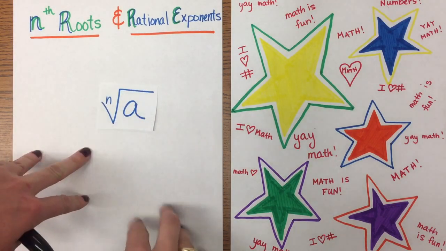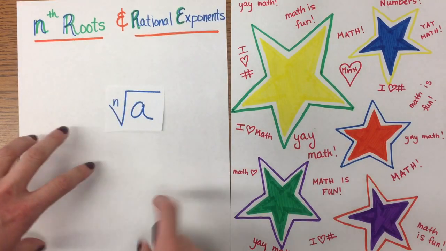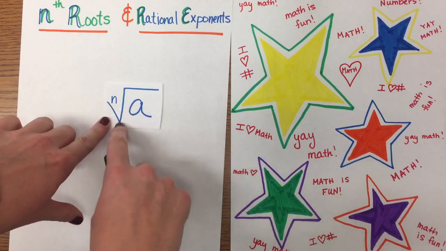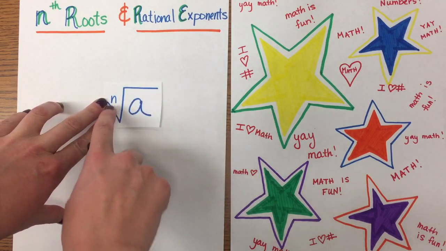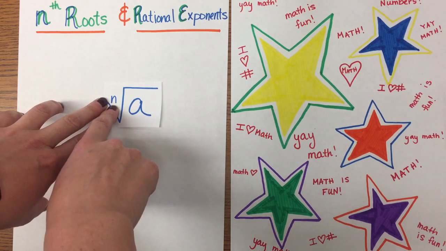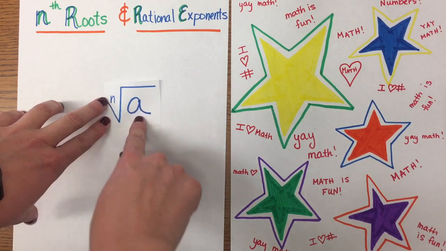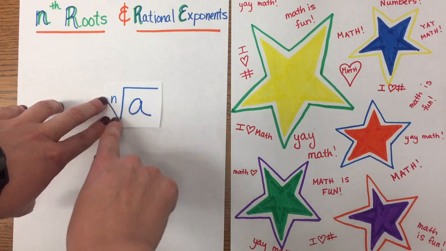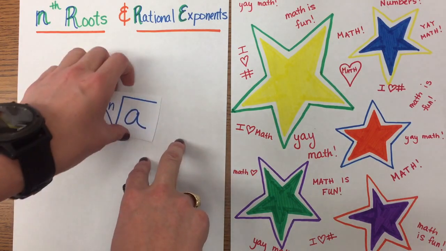So we've already looked at nth roots and we understand the parts of an nth root. As a refresher, we have the radical, which is this symbol here. This n, the number written here, represents our index, or the nth root. And what's inside is the radicand. So we've got index, radical, radicand.